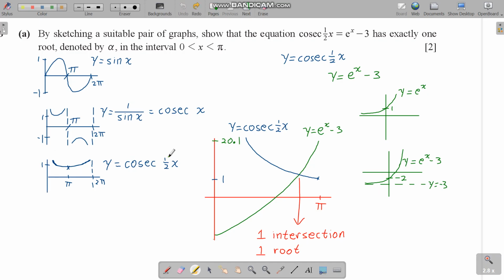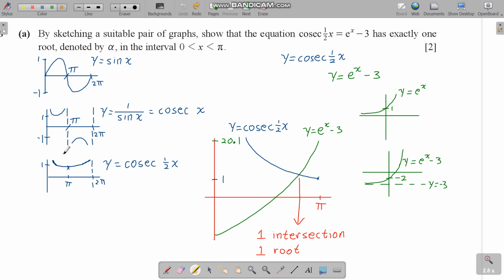So for horizontal stretch, 1/2 means the stretch factor is 2, not 1 over 2 but 2, which means we stretch this graph in this direction twice as big. Okay, so this is the kind of graph we get. We have to draw from 0 to pi only, so we only need this part later.